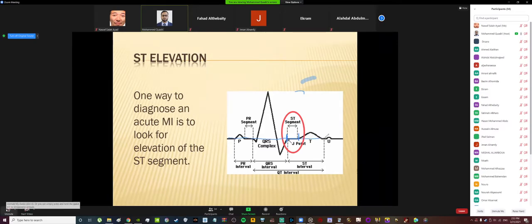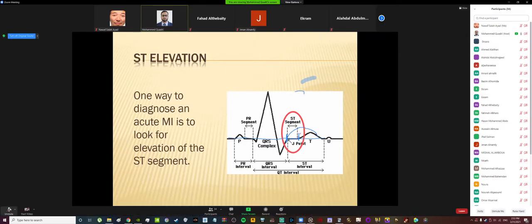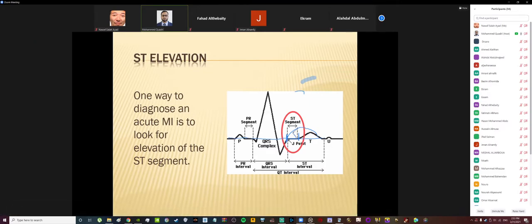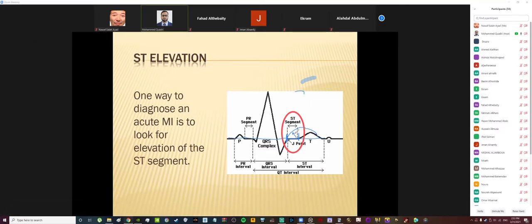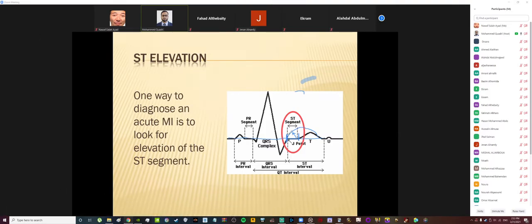But sometimes what happens? What is the possibility that this ST segment can be elevated like this? So what's happening now here? The ST segment is not horizontal. It's getting up. From here, this portion has gone up. So now the ST segment is elevated. This is known as elevation of the ST segment.